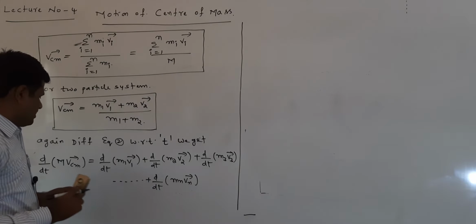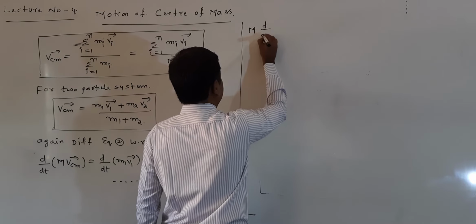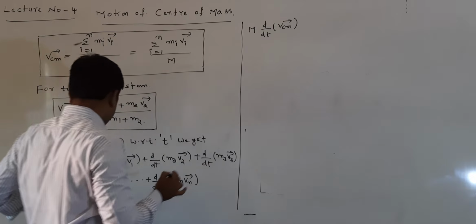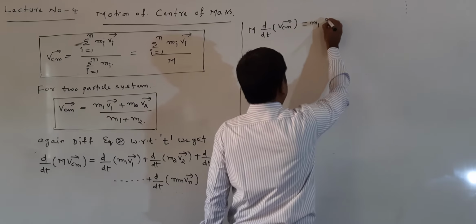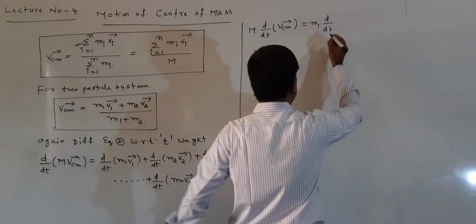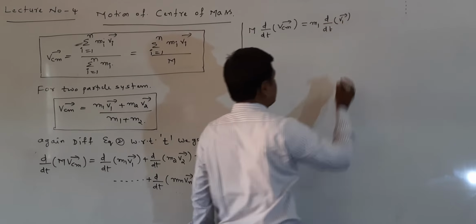Now here, what is here? This is a mass taking outside; mass is a constant. Here, what is here? d by dt of VCM bar. Here also, mass taking outside, m1 into d by dt of v1 bar.